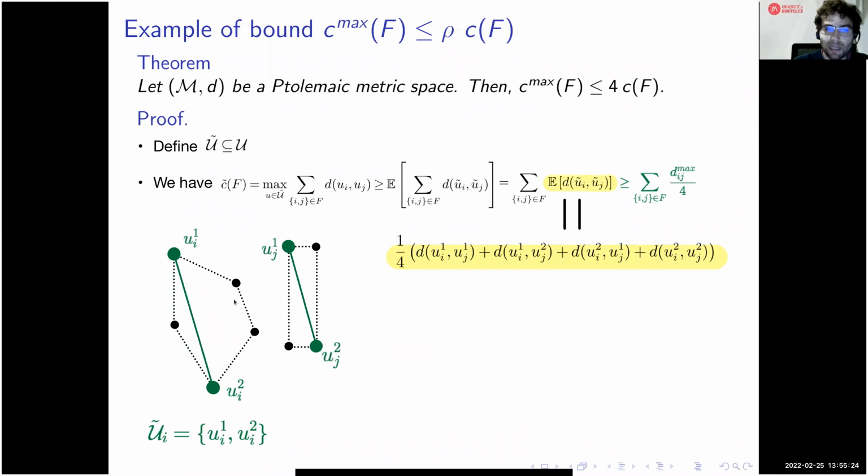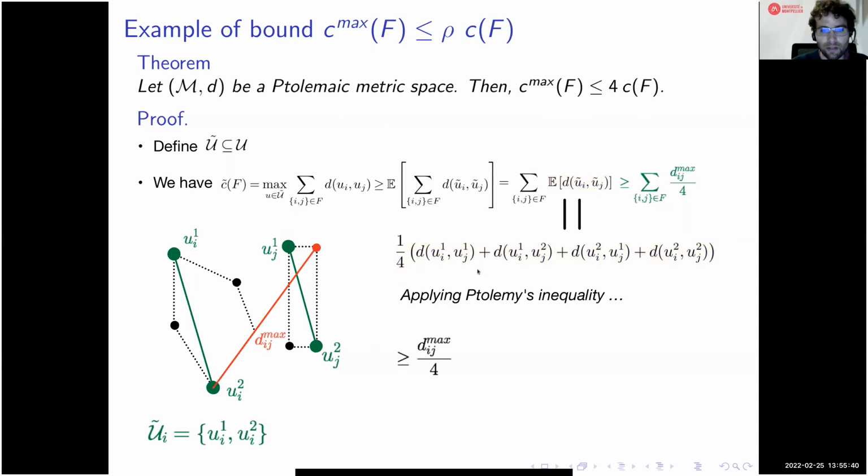Okay, so if you do that, having only 2 points, then this expectation here becomes a summation of only 4 terms because you have only 2 points, so 4 possibilities in total. And then if you do some computation and if you use the famous Ptolemaic inequality, then you can show that this is actually greater than dij max over 4. This is not very hard once you write everything down, but it's a bit tricky to explain it now.